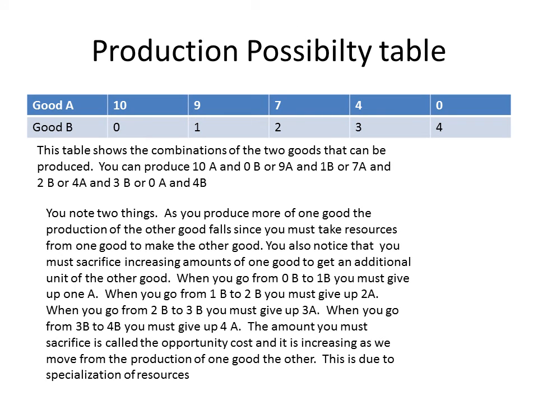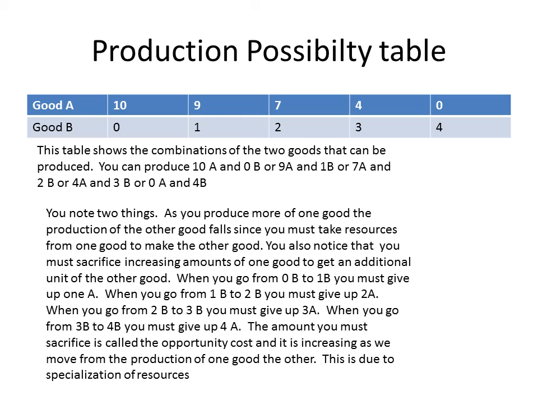So here you have a production possibility table. This table shows the combinations of two goods that can be produced, again using all your resources as efficiently as possible. And you can either produce 10A and 0B, or 9A and 1B, or 7A and 2B, or 4A and 3B, and 0A and 4B.